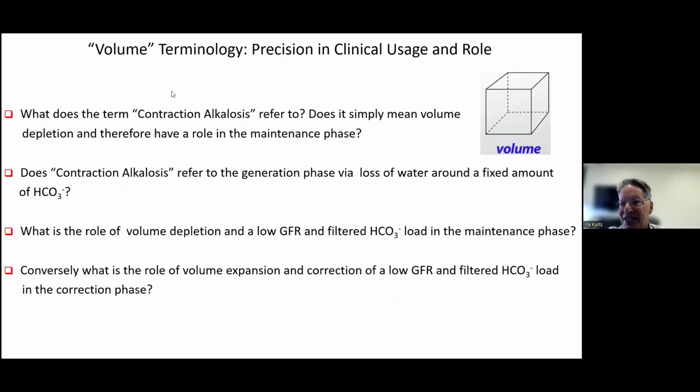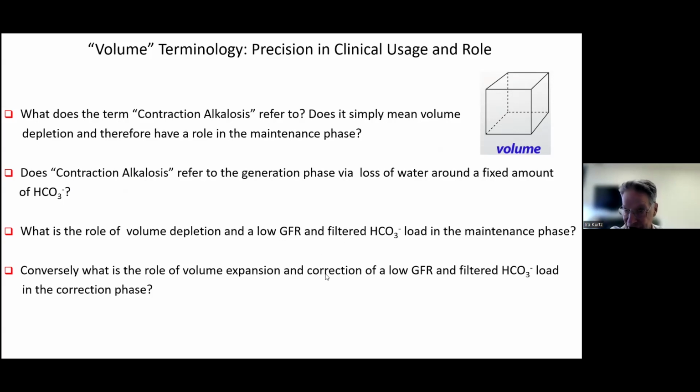And the term volume and ECF volume expansion really needs more precision when you use it clinically. What does the term, and we've referred to this previously, what does the term contraction alkalosis mean? Does it simply mean volume depletion and therefore you have a role in the maintenance phase? Does contraction alkalosis refer to a loss of water around a fixed amount of bicarbonate? Does it refer to the drop in the GFR? What's the role of volume depletion in a low GFR? And conversely, what's the role of volume expansion?